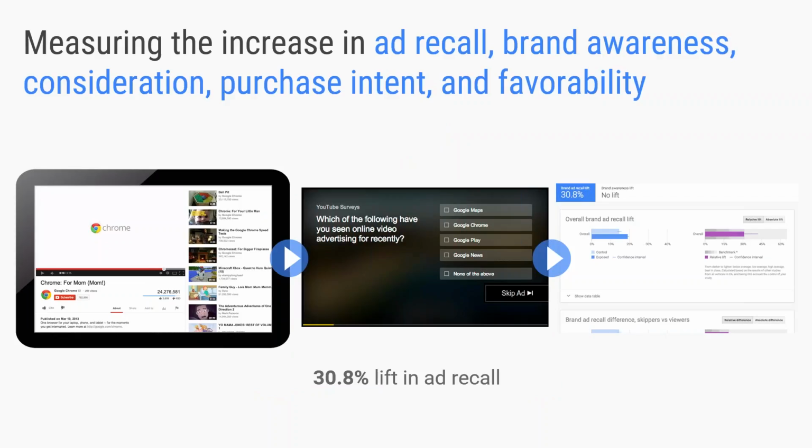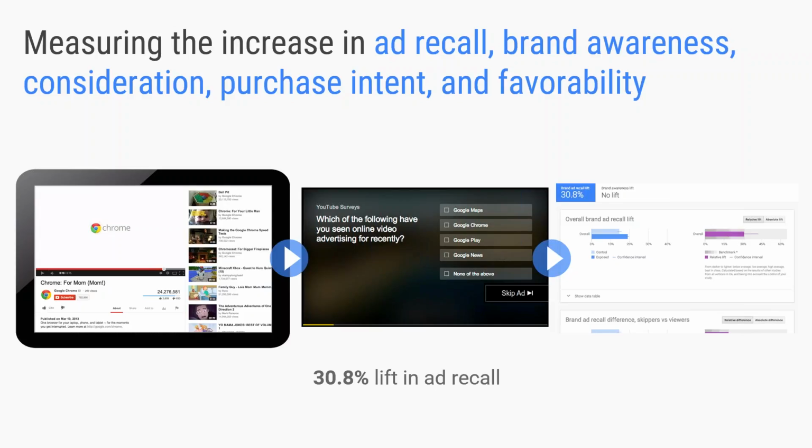So this example will make it slightly clearer for you. If you look at the screen towards the left-hand side, you will see a small skippable ad for Chrome. As a user, I see the ad and I get the survey. I won't get the survey at the same instant when I see the ad. After a couple of days, I will get the survey, which will ask me, which of the following have you seen online video advertising for recently? It will have the advertiser name and the competitor names as well. So it depends on who I select as my answer.